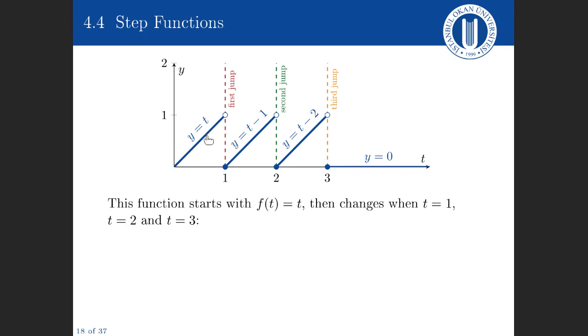This function has four pieces. First, it's equal to y equal to t, and then we do a jump. We jump to a different piece of the function. We jump to y is equal to t minus 1. At 2, we're going to do another jump. We're going to jump down to y is equal to t minus 2. When we get to t equal to 3, we're going to do another jump. We're going to jump down to y equal to 0.